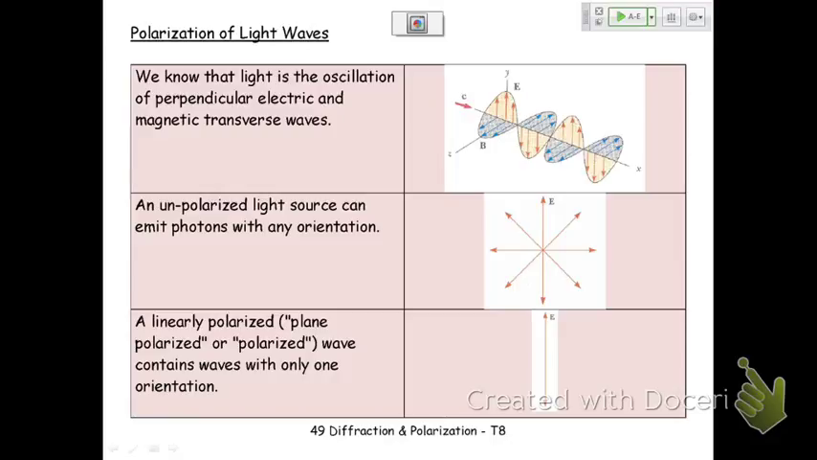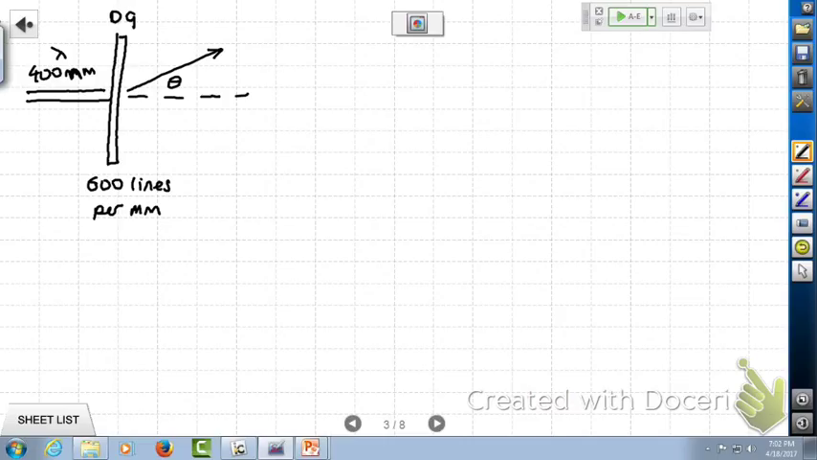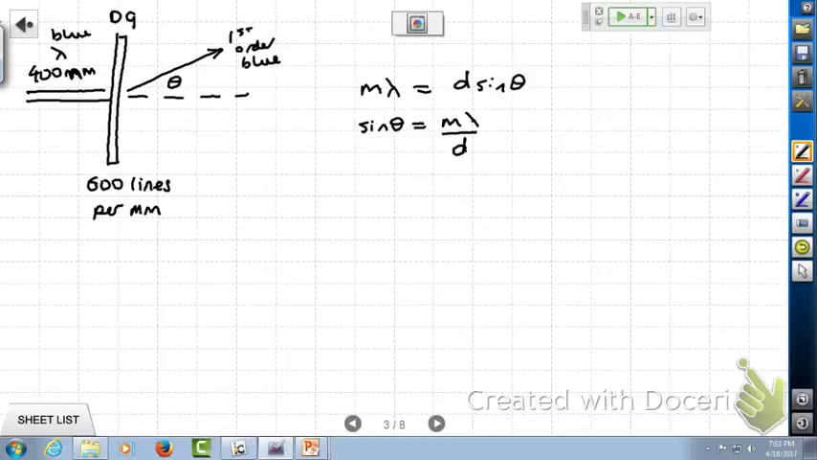So, what did I just do? This is first order blue, because blue light's first order. I'm using monochromatic light, I'm not using white light. I say m lambda is equal to d sine theta. So sine theta is equal to m lambda over d, which equals, this is my first order, so m is going to be 1.